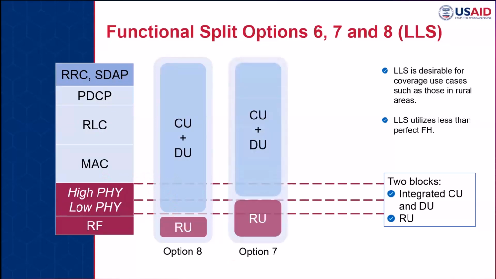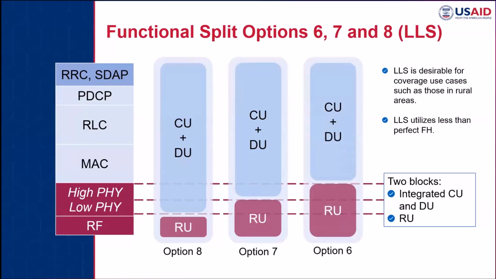In option 7, you can see that the high physical split is happening in the CU and DU, and the low physical is here in the RU. And option 6 is happening here. This option 6 is being implemented in the indoor IBS. Option 7 is for Open RAN, 4G and 5G, and option 8 is for 2G or 3G.